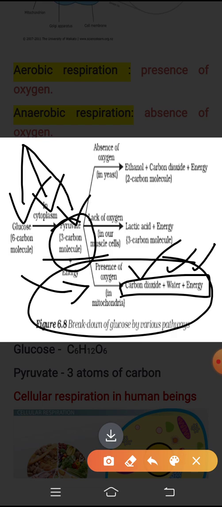Okay, the energy which is released here is being utilized by our body cells to perform various activities. So now, what are the products which are being released in mitochondria? Carbon dioxide, water and energy.